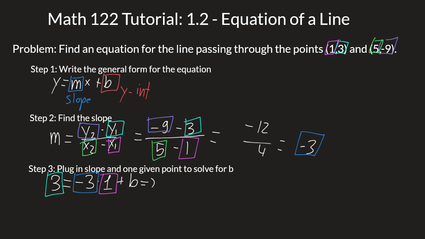So having done this, we can now just solve for b. We see that we get 3 is equal to negative 3 plus b. Now we want to pass this -3 to the other side. So we can simply add 3 to both sides to get b is equal to 3 plus 3. And this gives us that b is equal to 6.